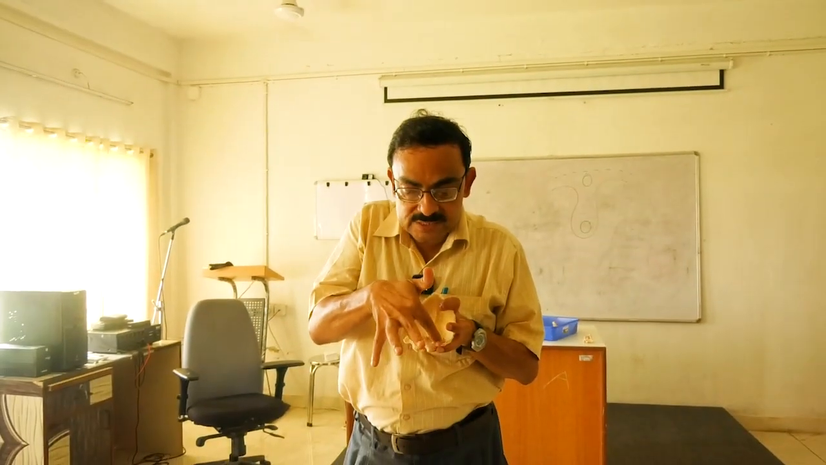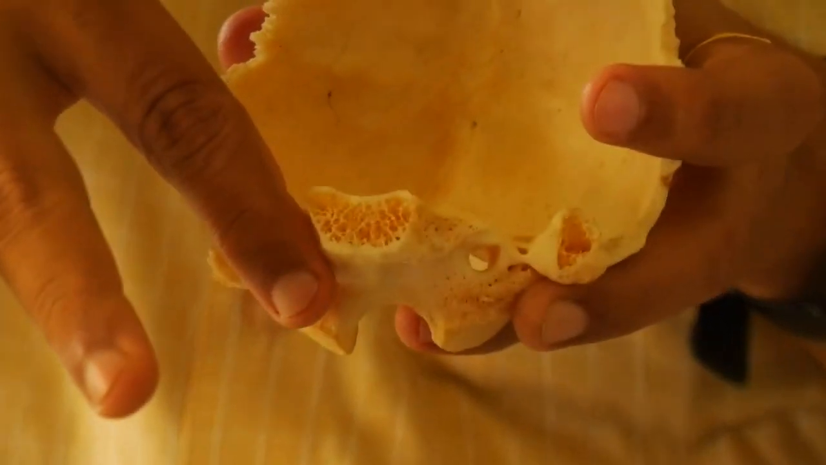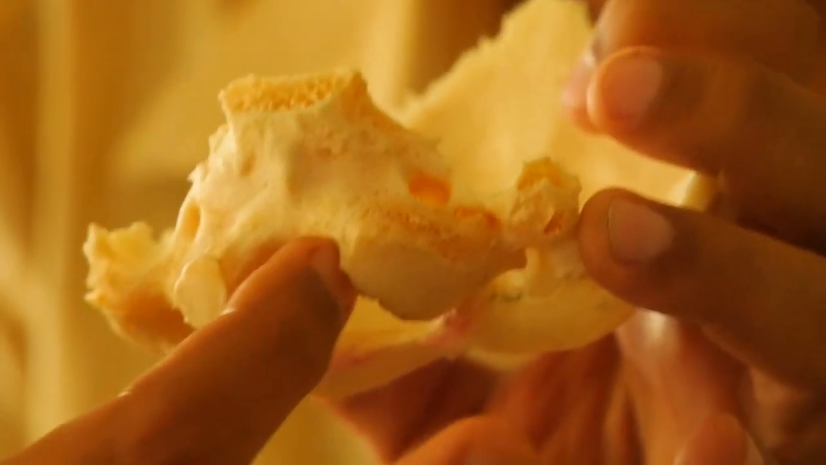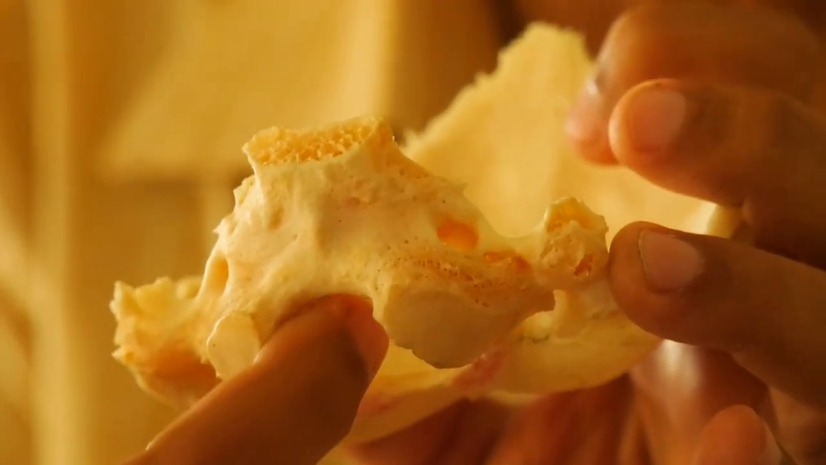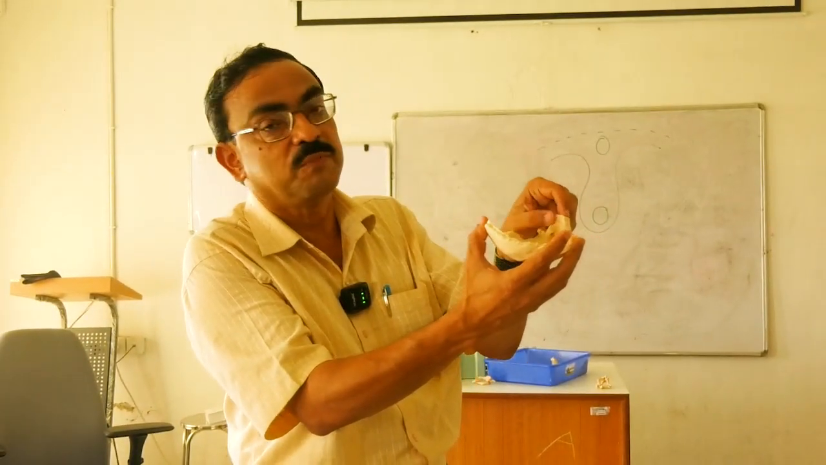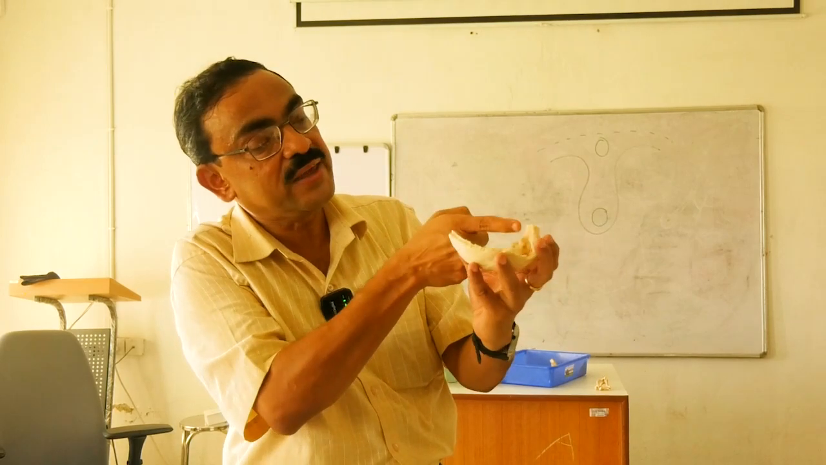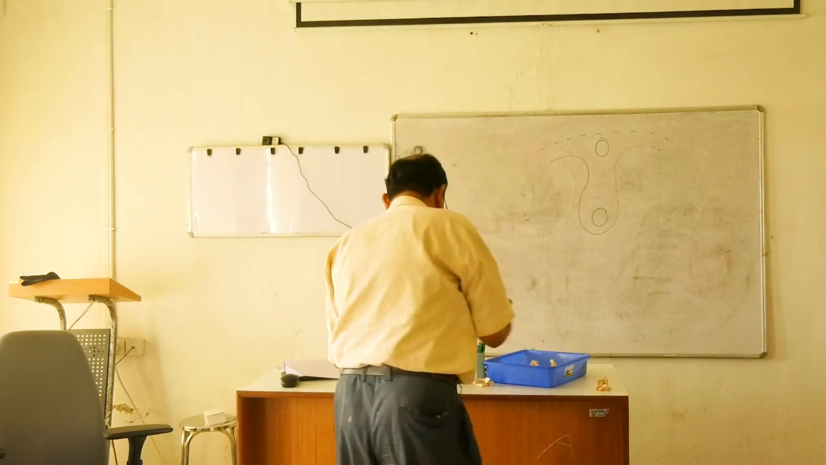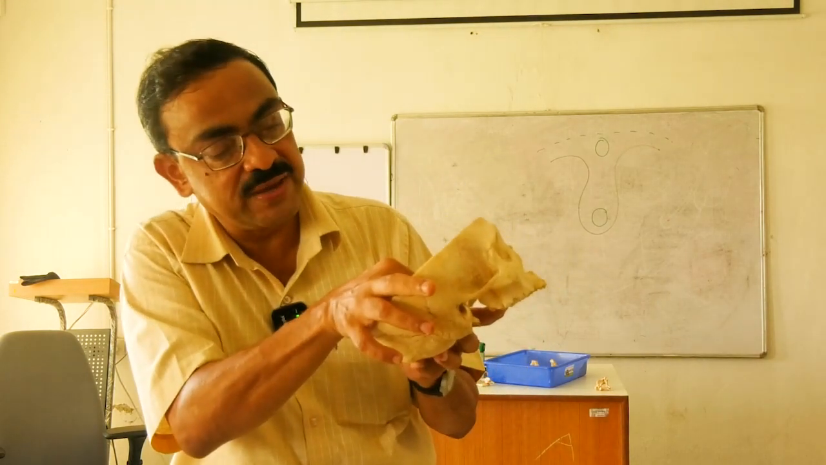So this basilar part has an anterior surface. This is the anterior border. This is the posterior border, which is the anterior border of the foramen magnum. This posterior border of the basilar part actually forms the anterior border of the foramen magnum. And on either side we also get lateral borders. On the lateral border we get a groove.